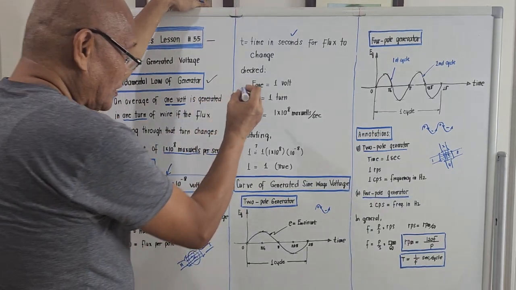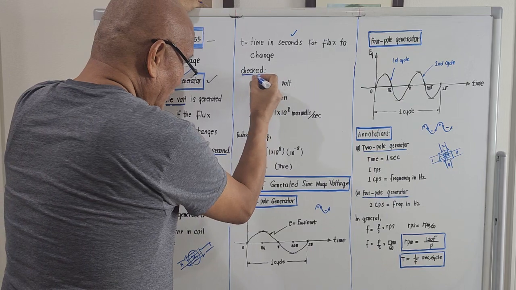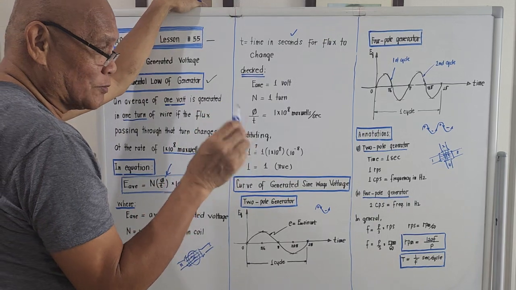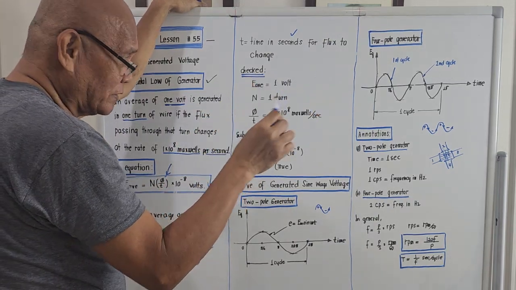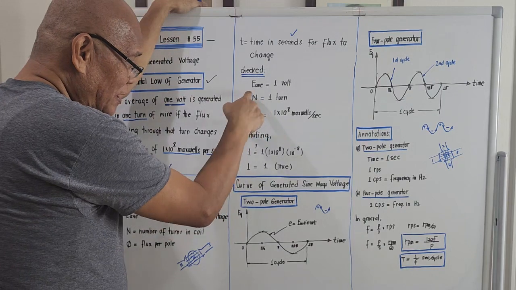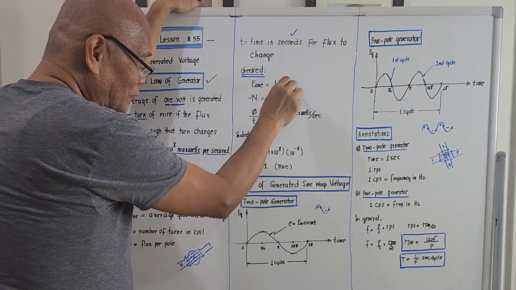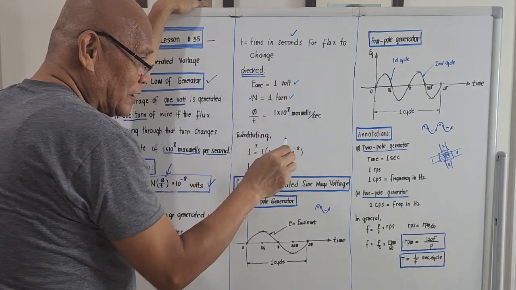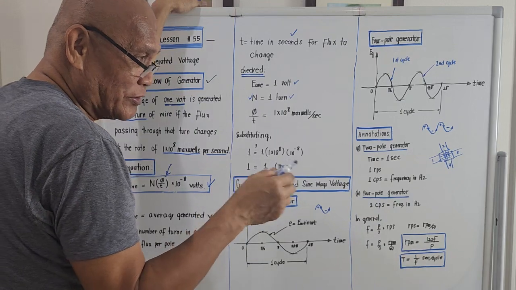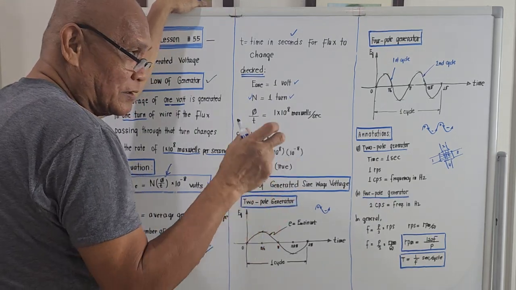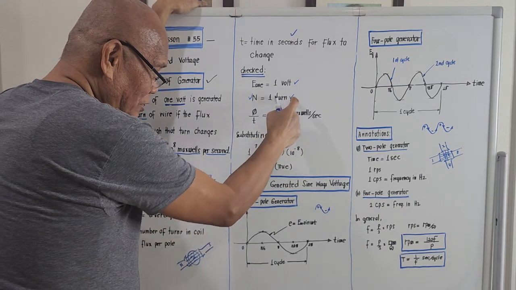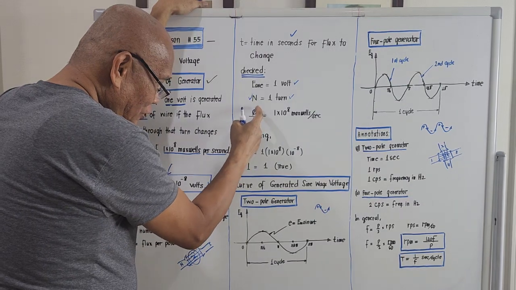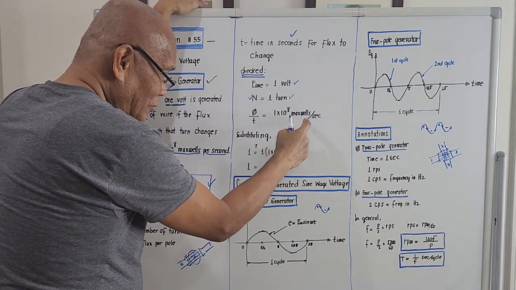Let's try to check if the fundamental law is really correct. According to the fundamental law, the average voltage generated in one turn of wire is 1 volt if the total number of turns is one, and the flux that goes near that conductor changes at the rate of 1 times 10 to the 8 Maxwells per second, meaning dΦ/dt, the rate of change of flux with respect to time, is 1 times 10 to the 8 Maxwells per second.